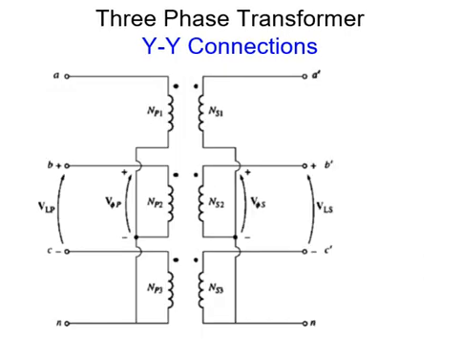The same Y to Y connection as shown in the previous slide is simplified in this slide, and that's the same connection, but simplified for a better understanding. So VLP and VLS are shown against C and B points, and on the secondary side B bar and C bar.